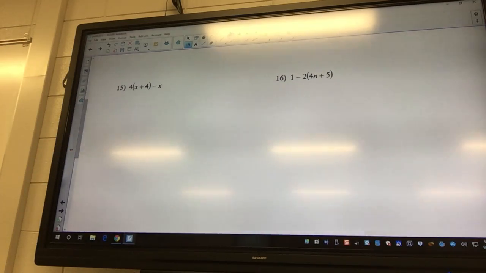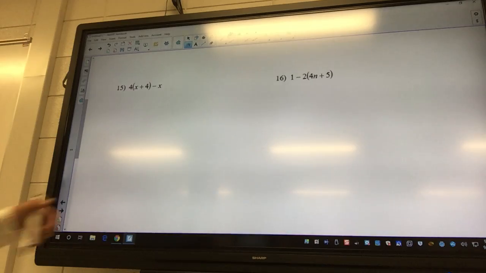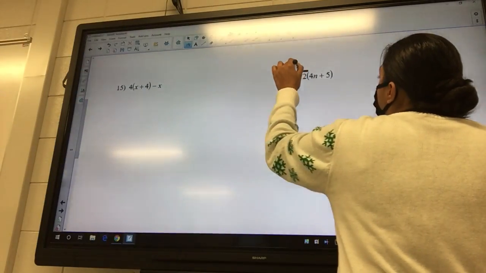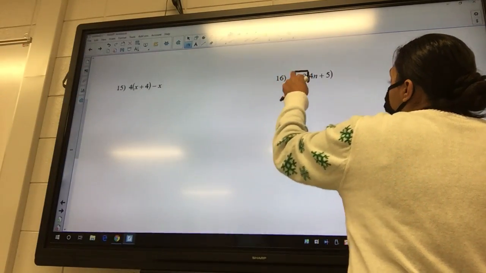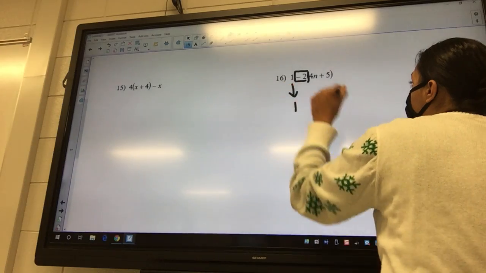Okay, what do we distribute? The negative 2. So this is what we're going to distribute. Okay, do not combine these first. So go ahead and drop the 1 down.